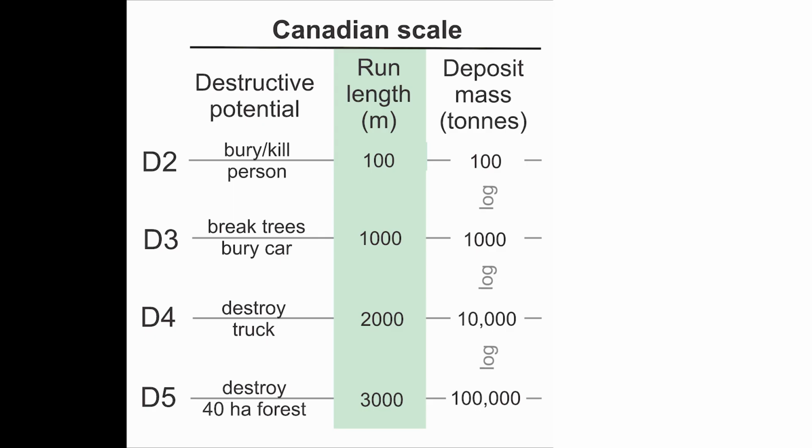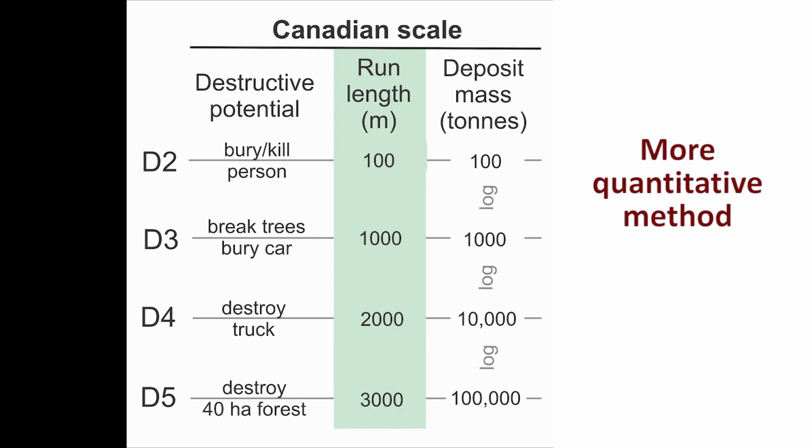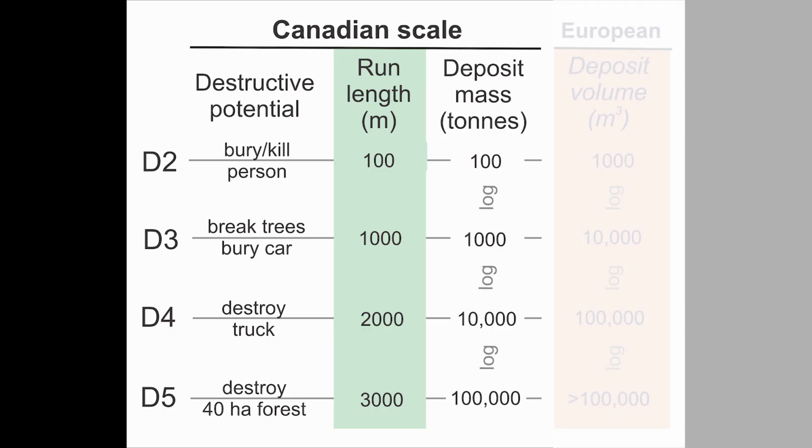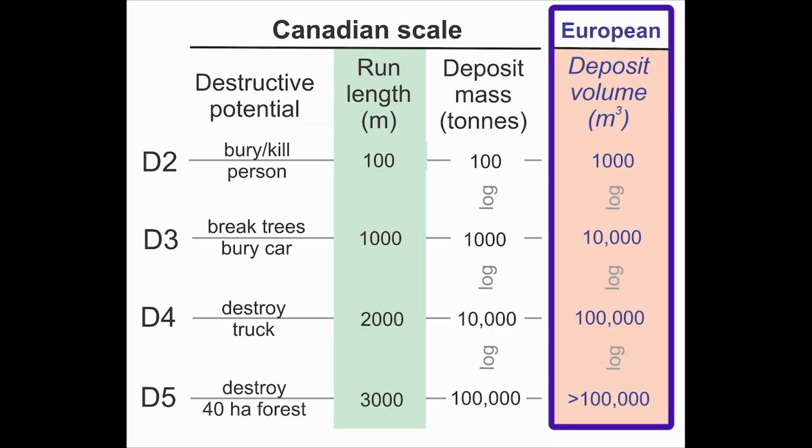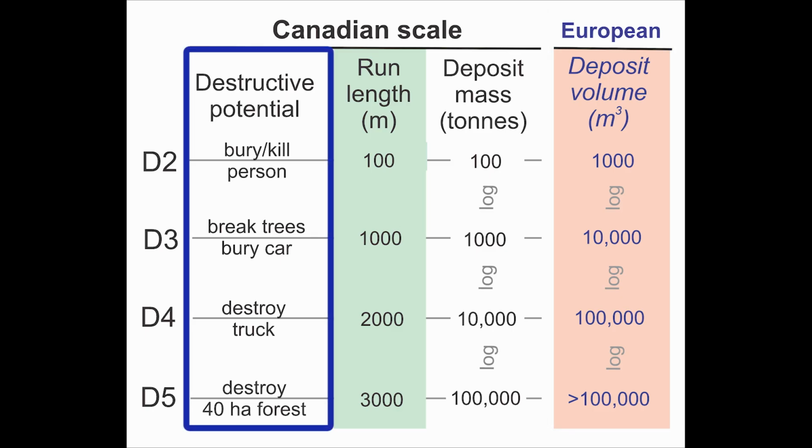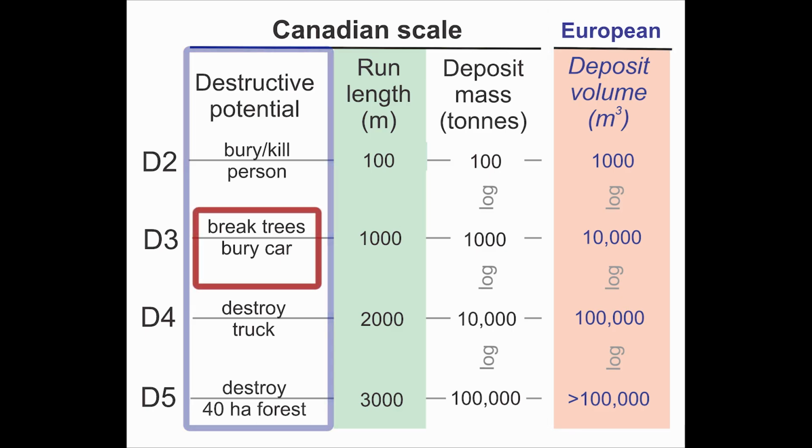Next, let's use the more quantitative method, which is partly an office method. This chart shows the column for D2 to D5 avalanches from the Canadian scale. This is the column for volume from the European scale. More on it in a bit. For this avalanche, the destructive potential is the same as for the field estimate from the more visual method.